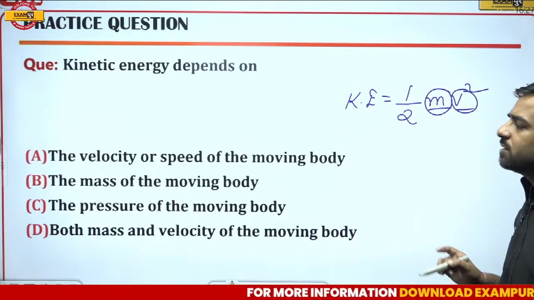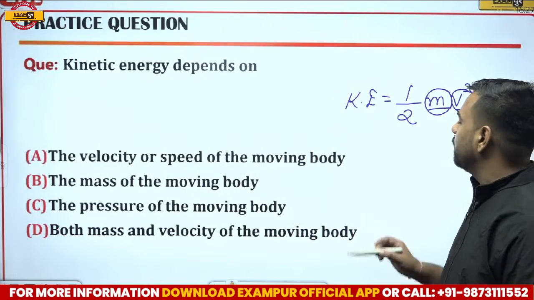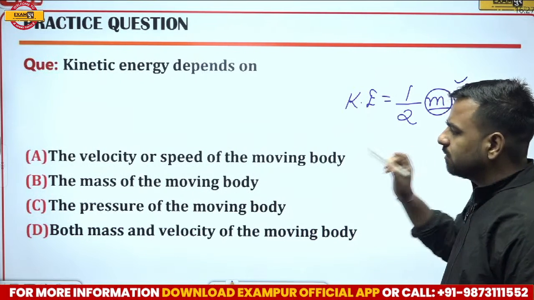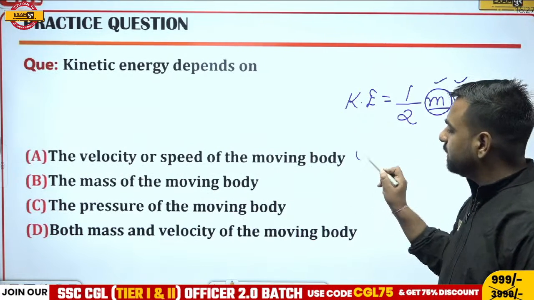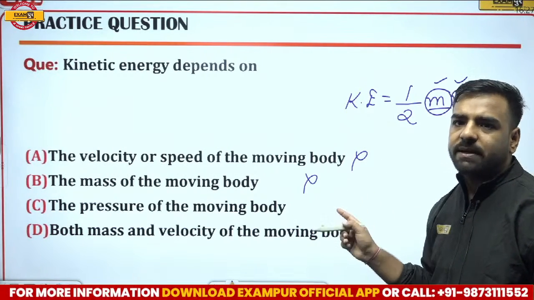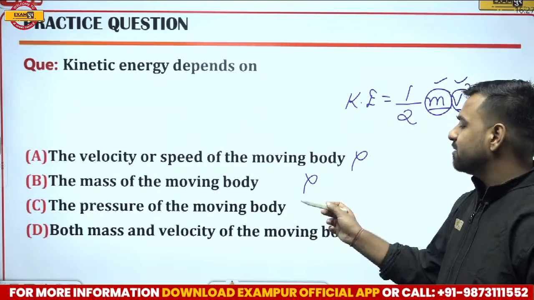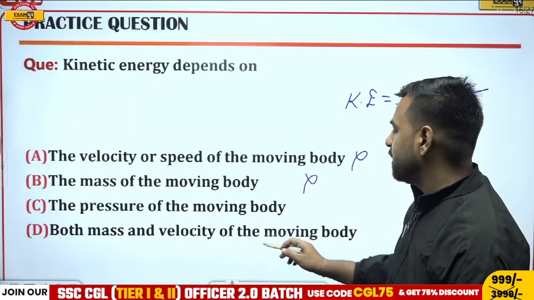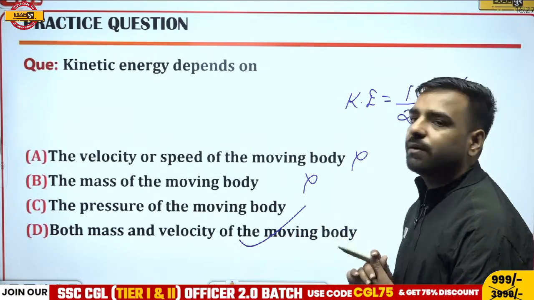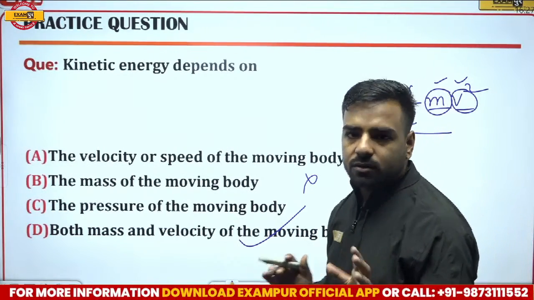Just have a look at the options. The velocity or the speed of the moving body, that's true. But then the second option is with the mass. So obviously these will be denied because it is dependent on both. The pressure, there is no such logic of pressure over here. And absolutely, Manish, totally correct. It is dependent on both mass and velocity of the moving body. I guess you got this point.